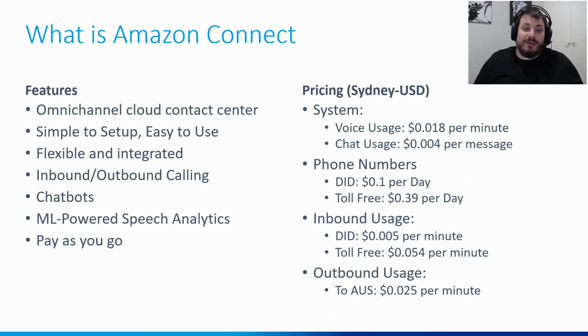Connect is an omni-channel, cloud-based contact center, meaning it can do both voice and chat. It lets us get up and running super fast and can scale with you, as well as being easy to use with a graphical interface that I'll be showing you later. Connect can integrate with other AWS services such as Lambda, which basically allows you to do anything you want.